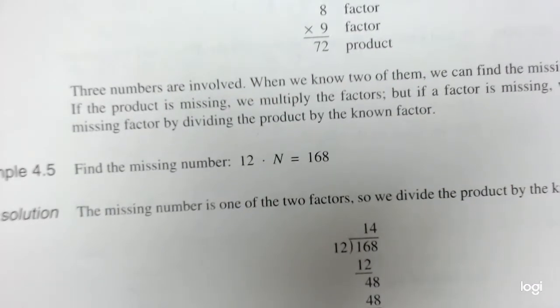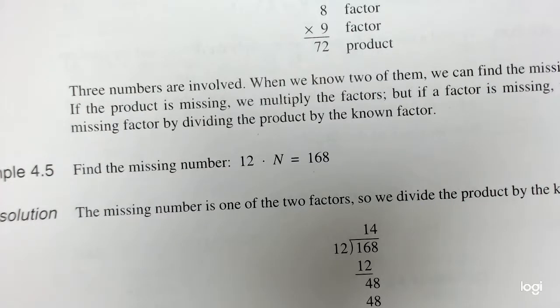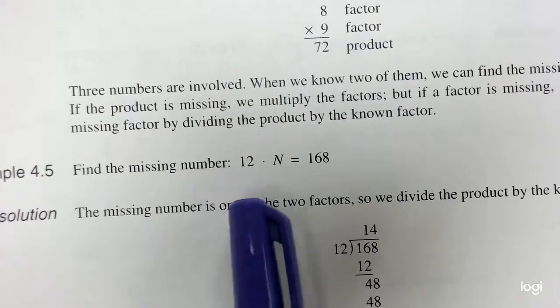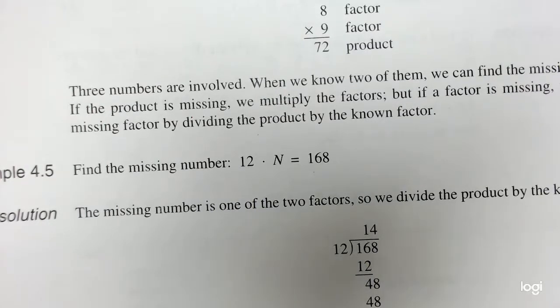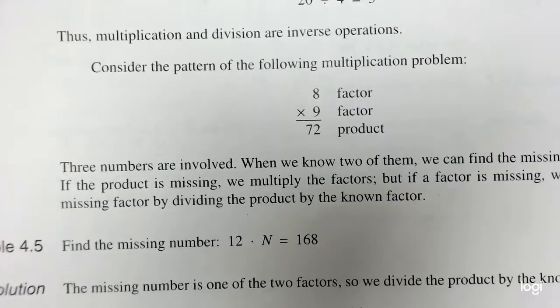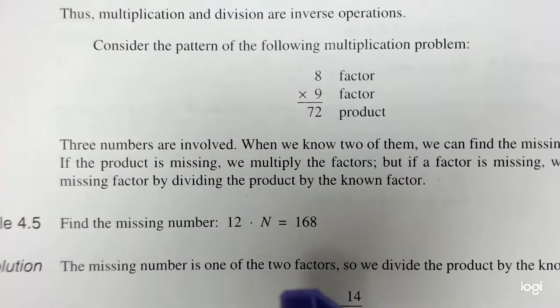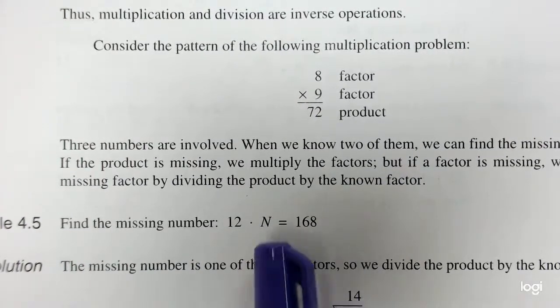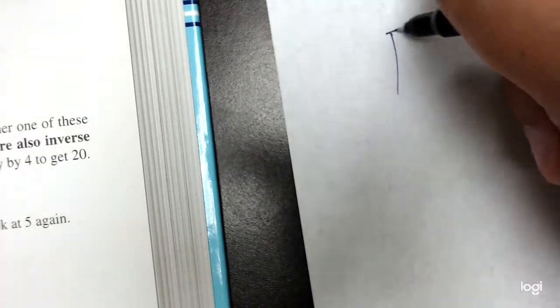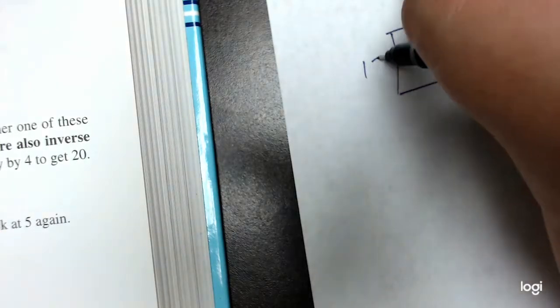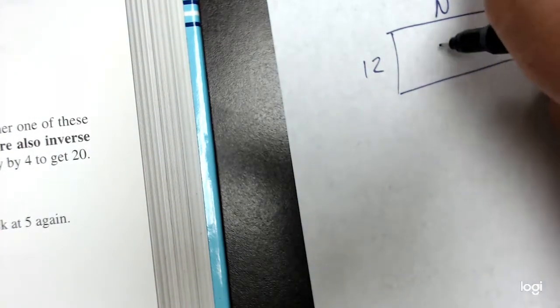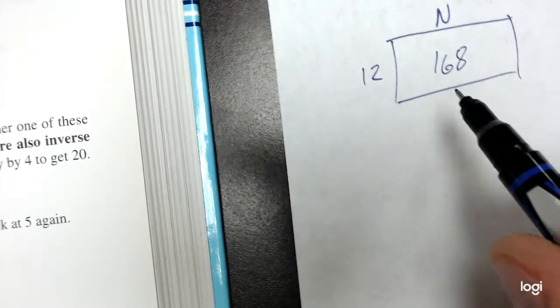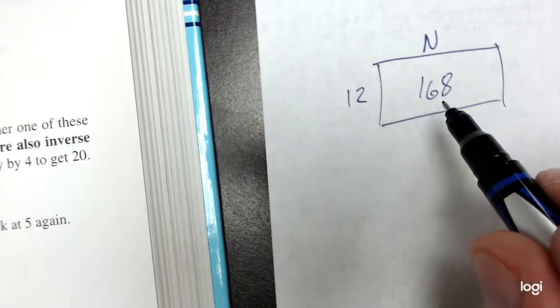So here, in example 4.5 in your textbook, we have 12 times n equals 168. If we think of this as an area problem, we have length times width equals area. So if I need to find the missing length, let's draw this out. If I have a side of 12, a missing side of n, and then an area of 168, in order to find that missing side, I need to divide, right?